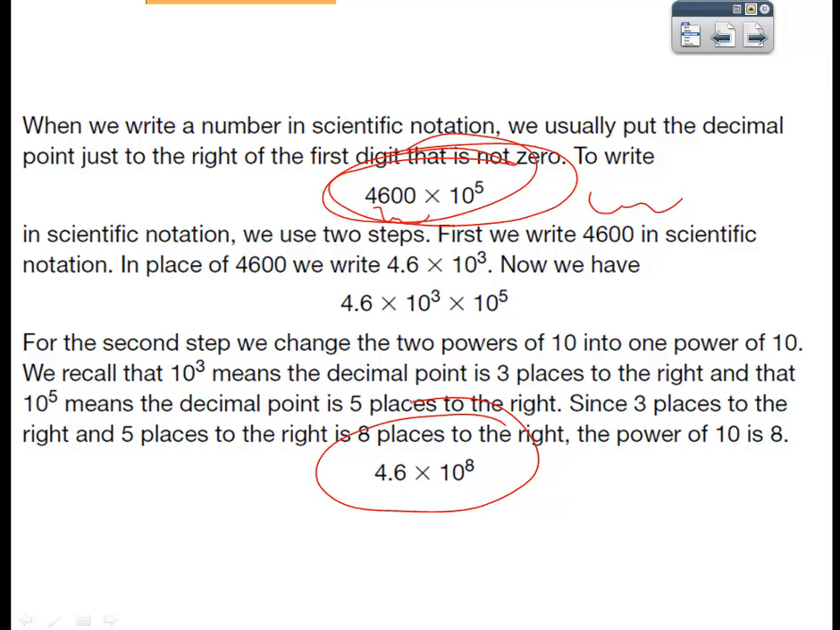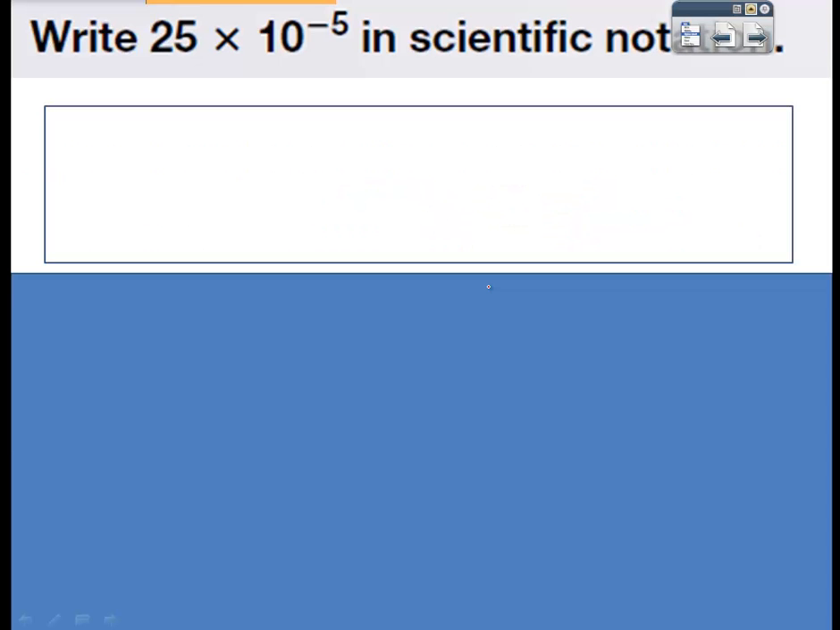That part's really pretty easy. But just understand that because we've already had to move over 3 spots, we've got to account for those 3 additional powers of 10. And then we know that when we multiply exponents, we add them. So that 10 to the 3rd times 10 to the 5th becomes 10 to the 8th. So let's take a look at this.